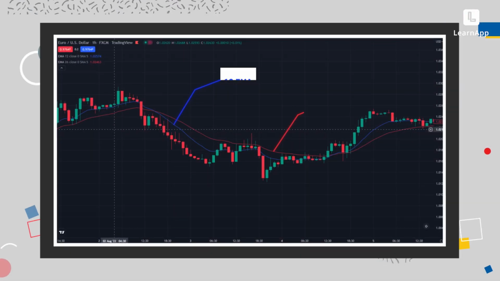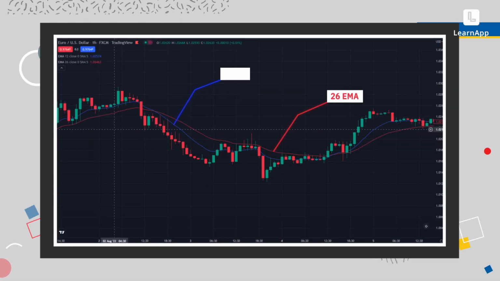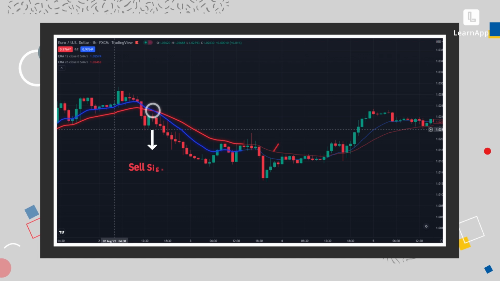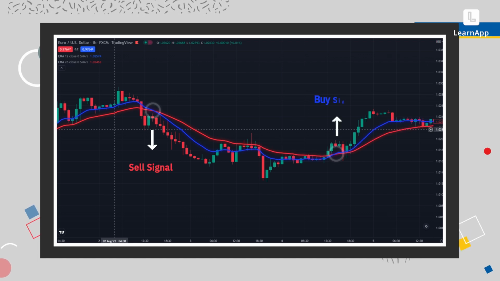And that's it. So I'll repeat again. To find a trend, we need to look at price. And prices का average, we use an EMA. We have two EMAs, the 12 and the 26 EMA. When they cross downwards, it's a sell signal. When they cross upwards, it's a buy signal.